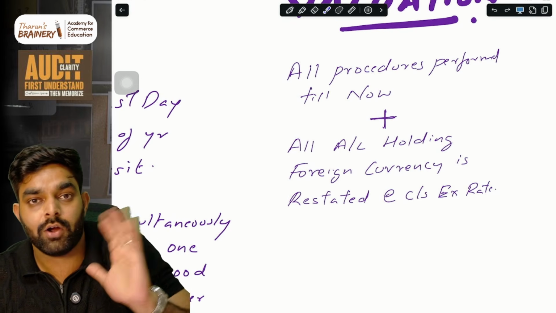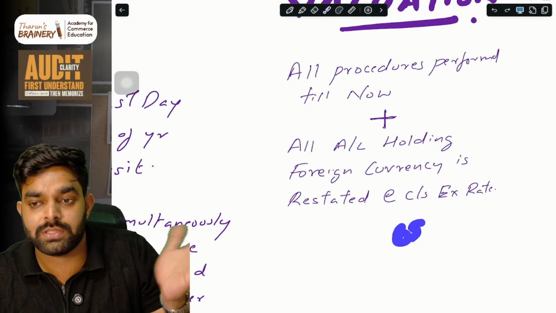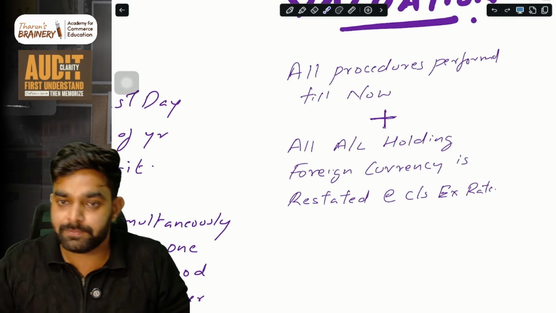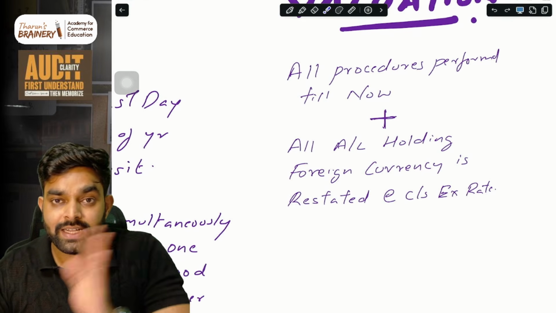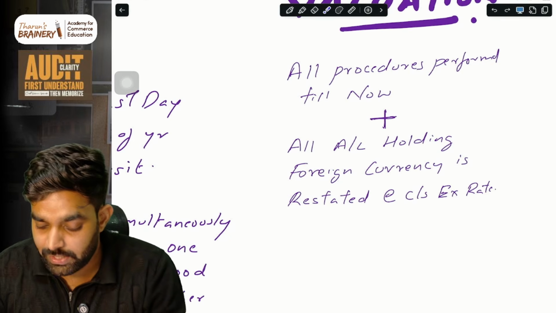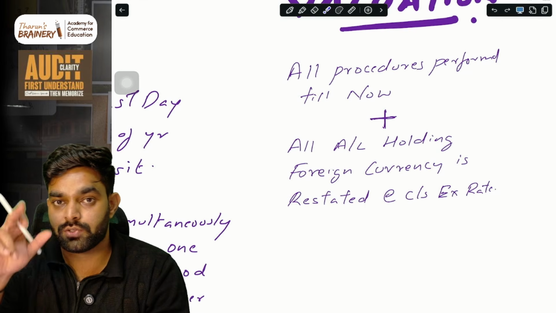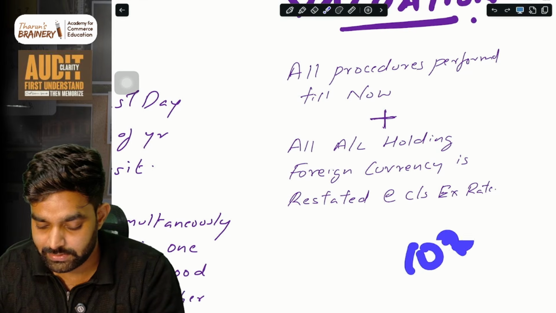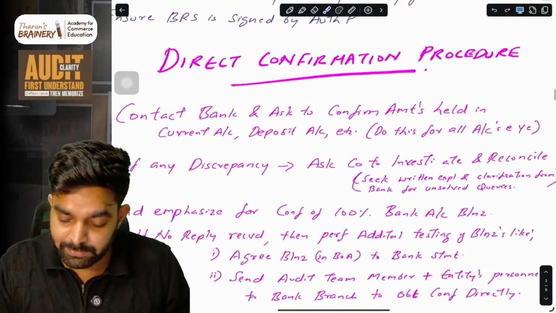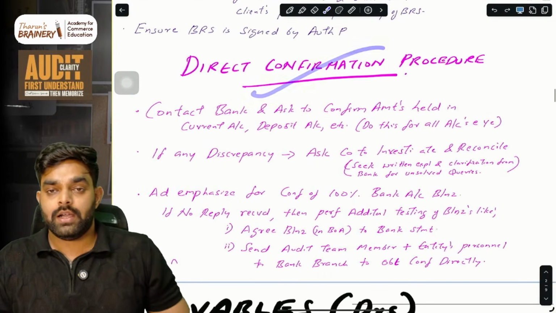So like $10 are there. It was received on 25th March, when the rate was 65 rupees per dollar. So $10 into 65, 650 rupees may be shown. But on 31st March, the dollar price increased to 68 rupees. So actually, instead of 650, it should come as 680, $10 into 68. So make sure that it is restated at the closing exchange rate, and the company has done that.